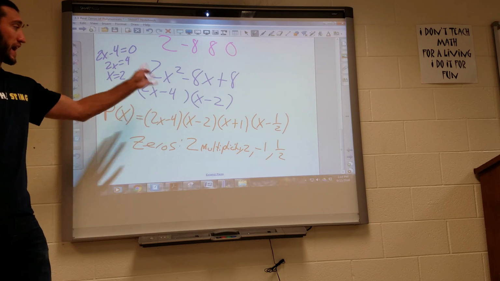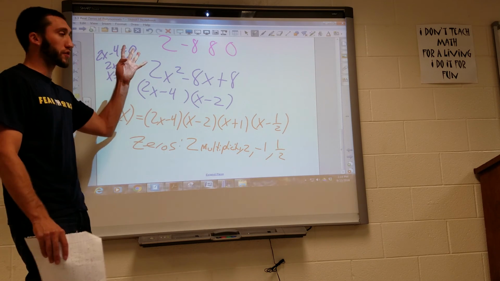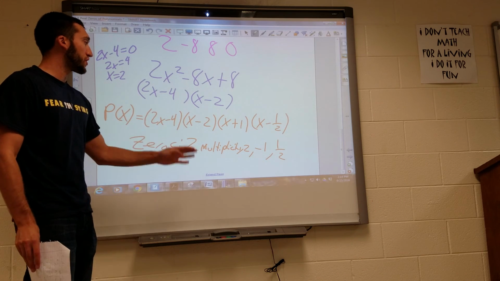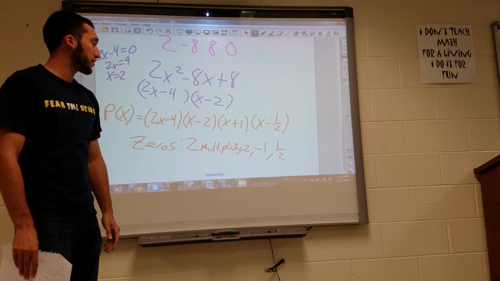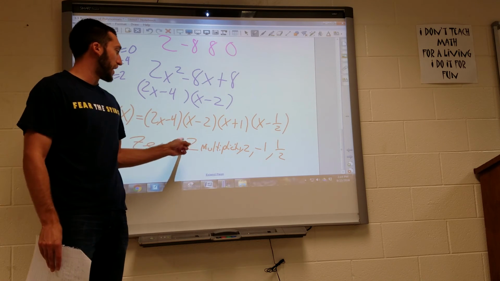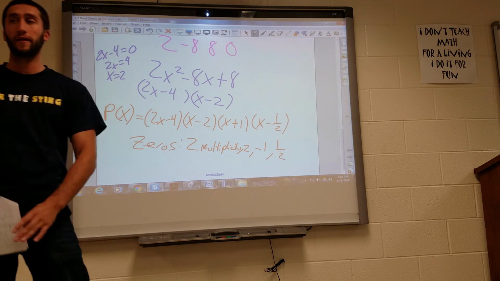Okay, so we've got 4 zeros for a 4th degree polynomial, right? Always going to be the case. That may not always be real zeros, but we're definitely always going to have 4 zeros. So again, I'm going to show you the graph of this function real quick to show you what that 2 multiplicity 2 looks like.